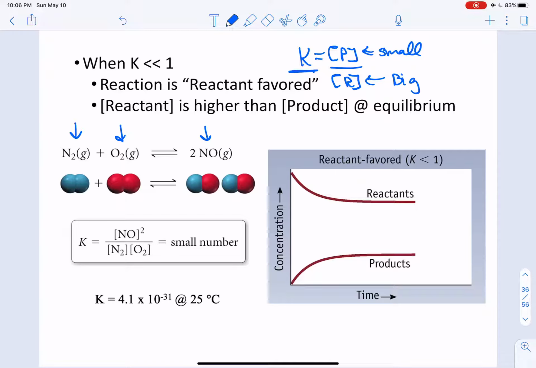And having a K value that is a lot less than 1 tells you that this reaction does not make much product. The K value for this reaction is 4.1 times 10 to the negative 31. That is a tiny number. That means you take this decimal point and you move it to the left 31 times. So this reaction does not happen very often.